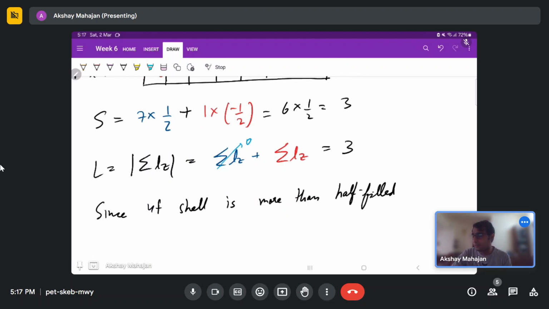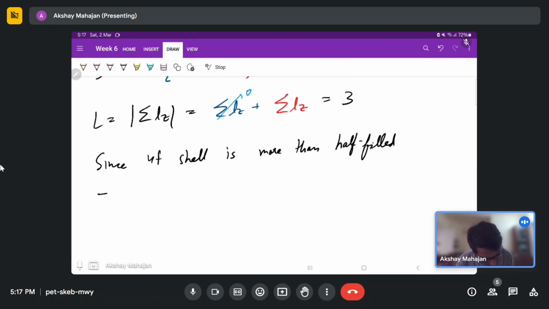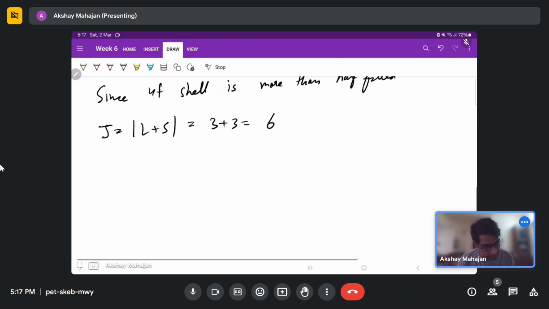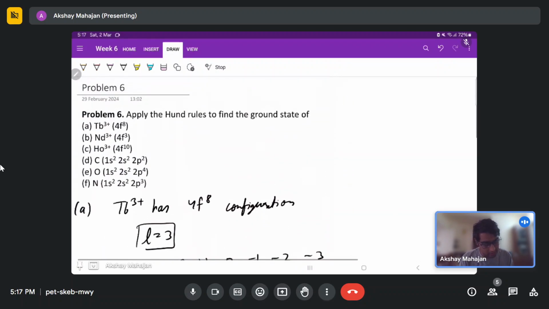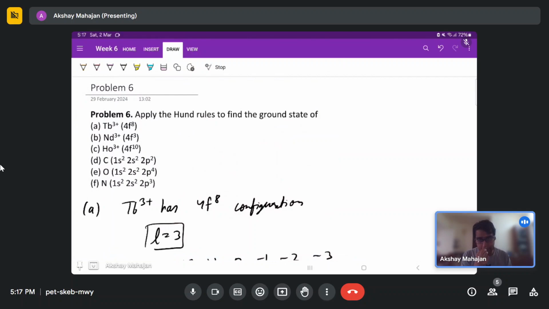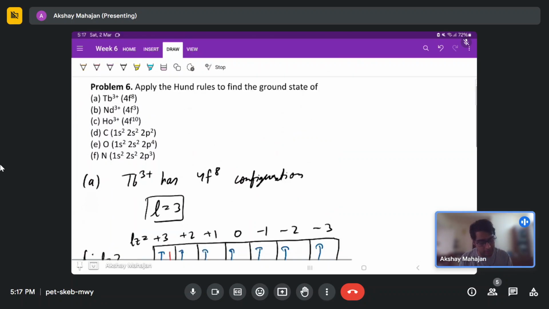Okay, since this 4f shell is more than half filled, by Hund's third rule, J will be equal to mod of L plus S, so that will be 3 plus 3 equals 6. Alright, then for each of these cases we have to find a ground state, and ground state means we have to find the S, L and J value and also the symbol for this.